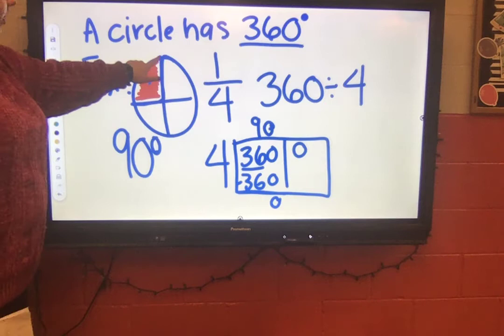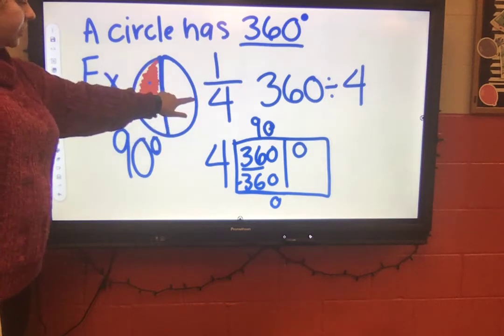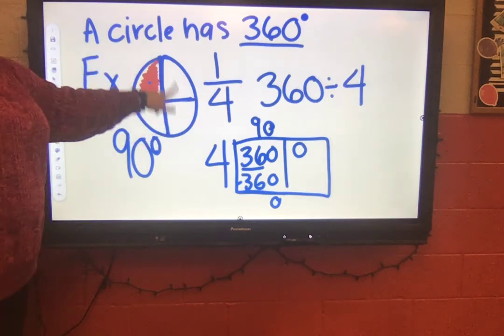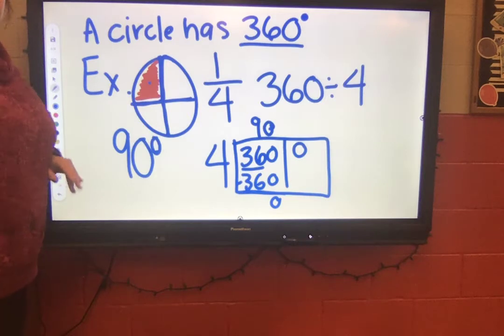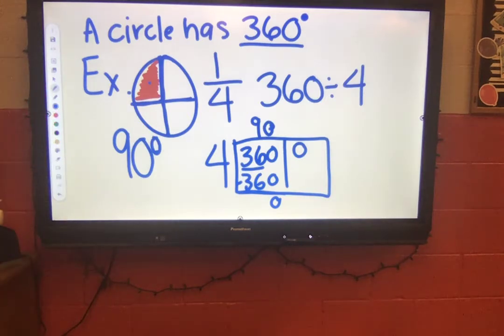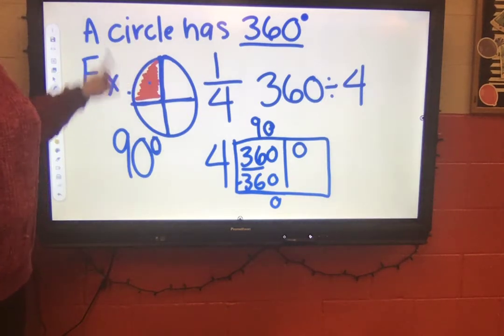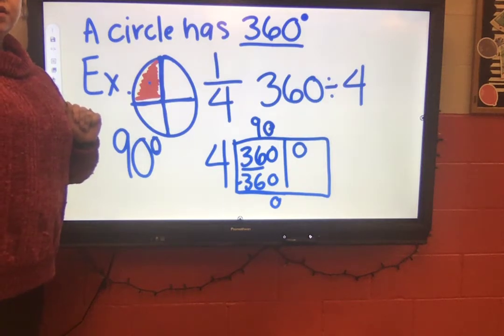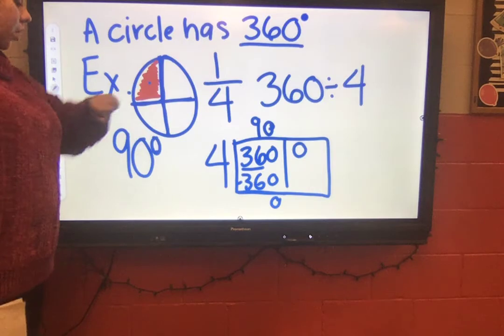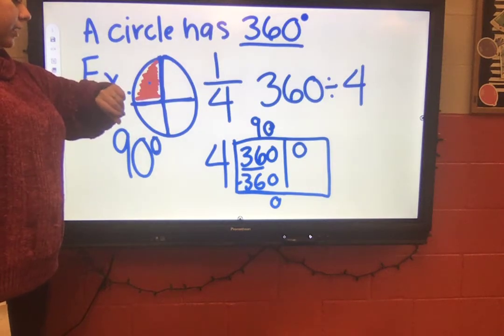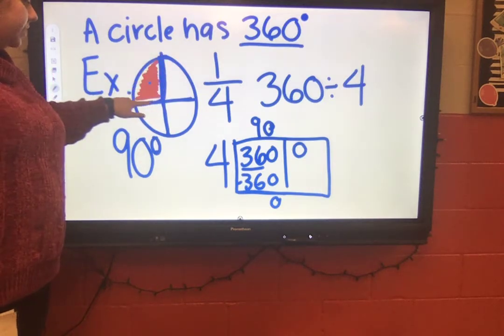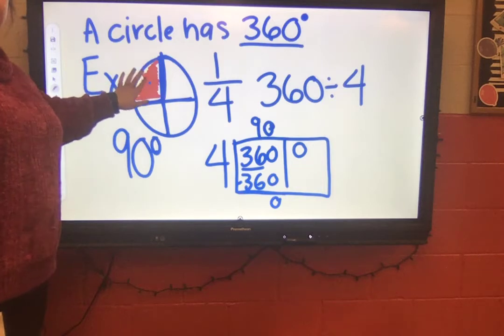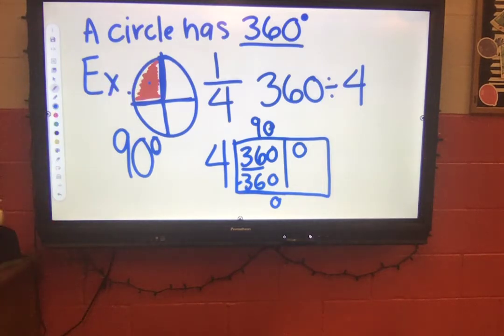Also, if we look at this circle, what kind of turn did it do? That's thinking about what we did yesterday. So did it do 1/4 a turn, 1/2 turn, 3/4 turn, or 1 whole turn? It has 1/4 of a turn because only 1 of the 4 pieces are shaded. So it's 1/4 turn.